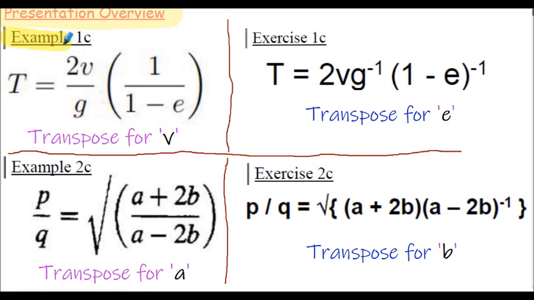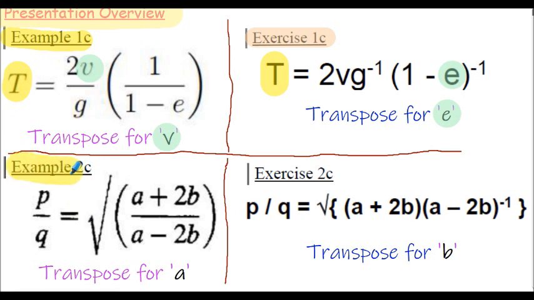So considering example 1, we're given this formula in terms of T to rearrange or transpose for variable V, and the full work steps in the transposition are shown. Then there is an exercise associated with example 1 where we commence with the same formula. This is actually written on one line, not two lines here, but it's the same formula as in example 1. But this time we're going to transpose for variable E. And again, the steps undertaken in this transposition are shown in the exercise.